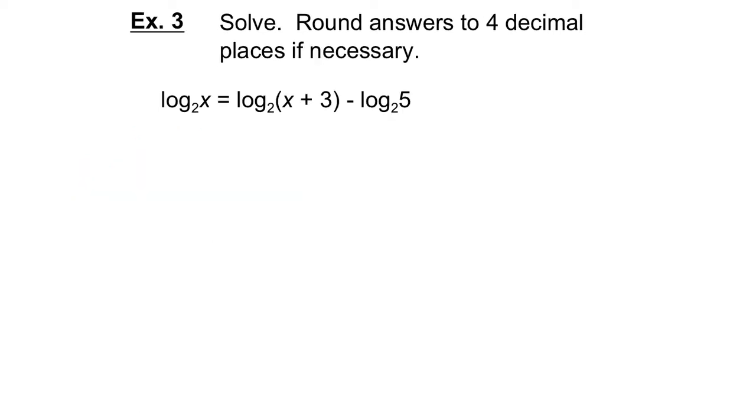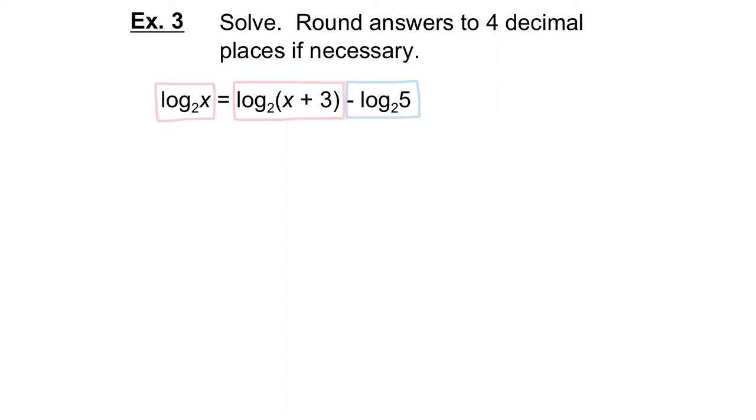Okay, in this example, we have log base 2 for 3 different terms in the equation. Now notice this. This term has an x. This term also has an x. So it's important that we collect our like terms, as it were. Let's move all the terms that have an x to one side and all the terms that don't have an x to the other side of the equal sign.